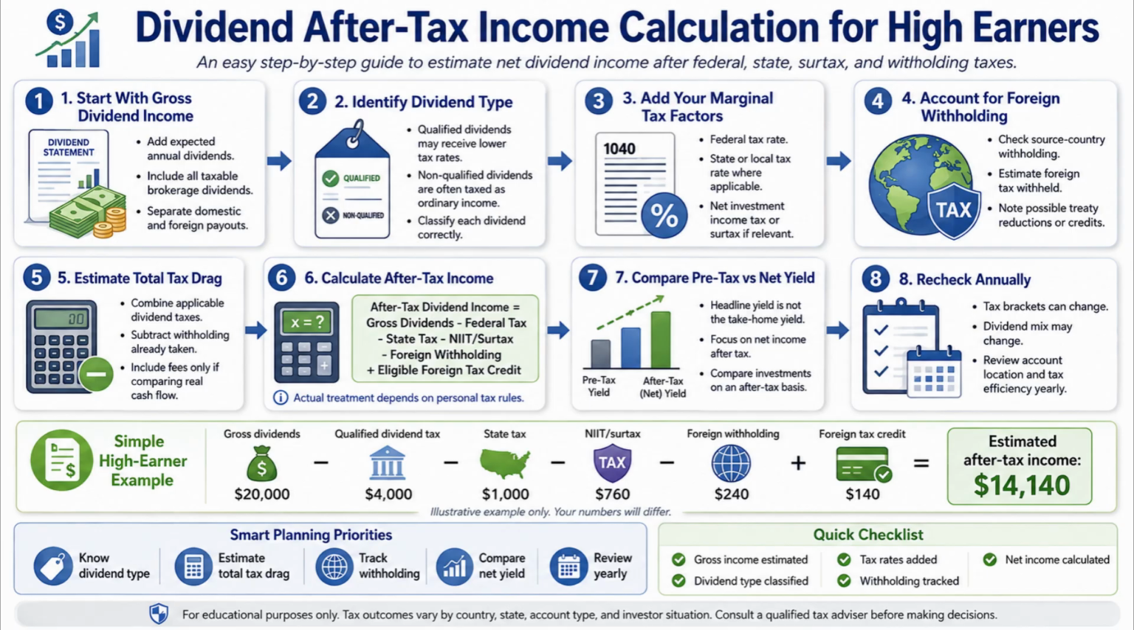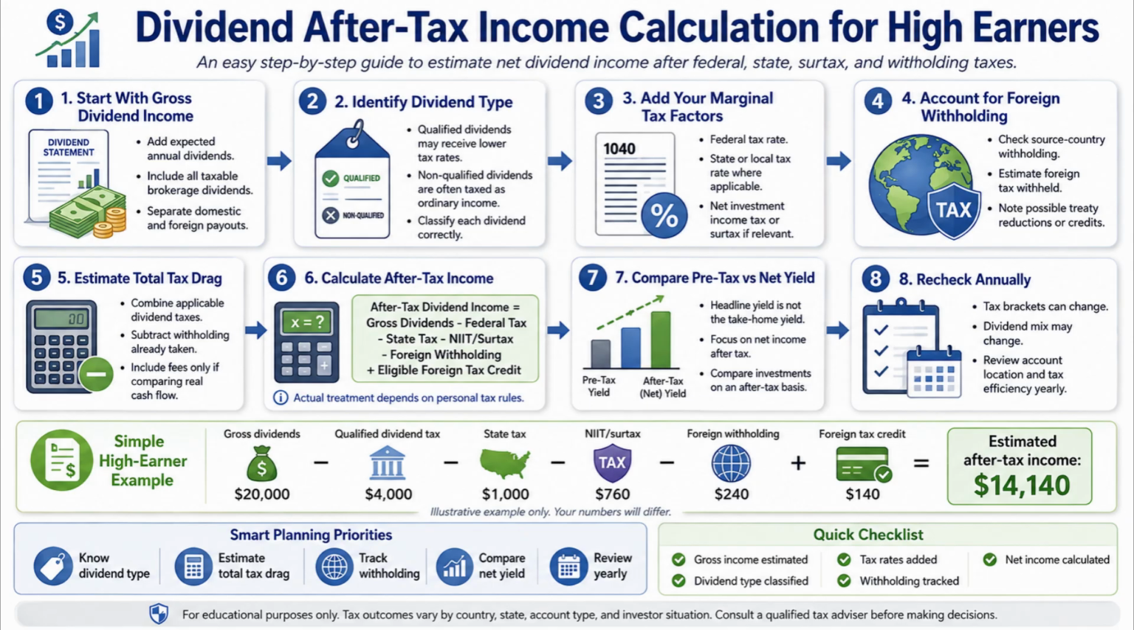First, start with your gross dividend income. Add up the total dividends you expect to receive during the year from all taxable brokerage accounts. In addition, separate domestic dividends from foreign dividends, because they may be taxed differently. This first step gives you the full pre-tax income figure before any deductions or withholding are applied.